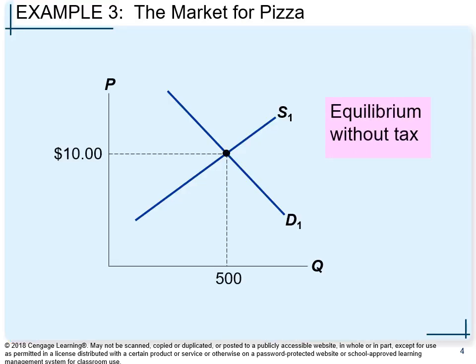So let's get to a concrete example. Let's think about the market for pizza. Whenever we're making market analysis, we start this way. We have the supply for pizza and we have the demand for pizza. And here, an equilibrium without a tax is pretty much what we have been analyzing so far. We see that the market price is $10 per pizza and the equilibrium quantity is 500 pizzas.